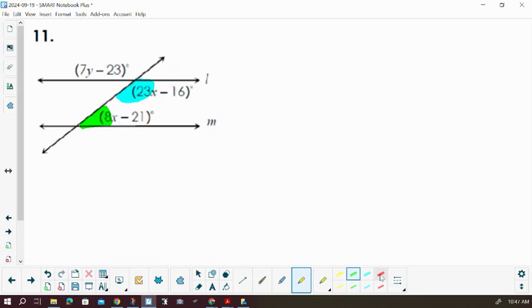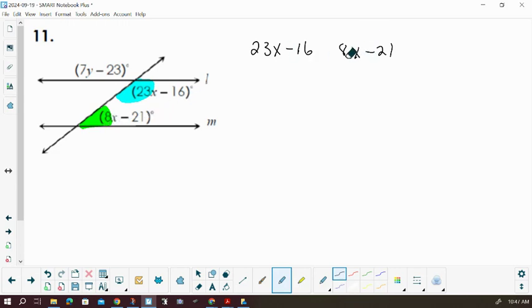So these are not going to be equal to each other. That would not make sense. If I wrote 23x minus 16, and I wrote the 8x minus 21, if I decided to put an equal sign here, that would not make sense because this is obtuse and this is acute. This angle is a large angle, this is a small angle. So they're not going to be equal to each other.